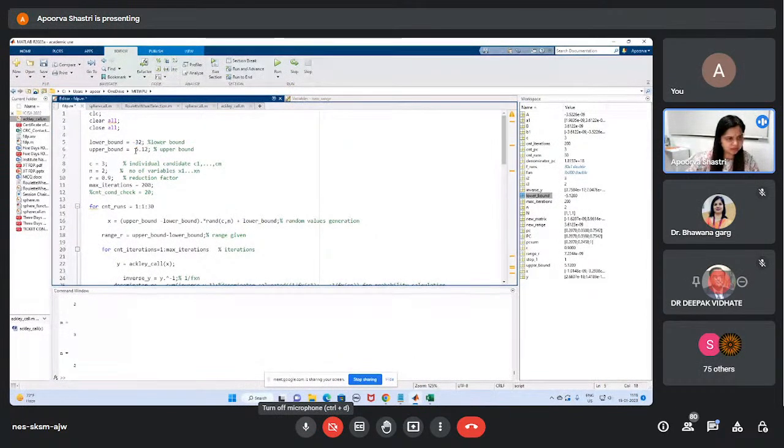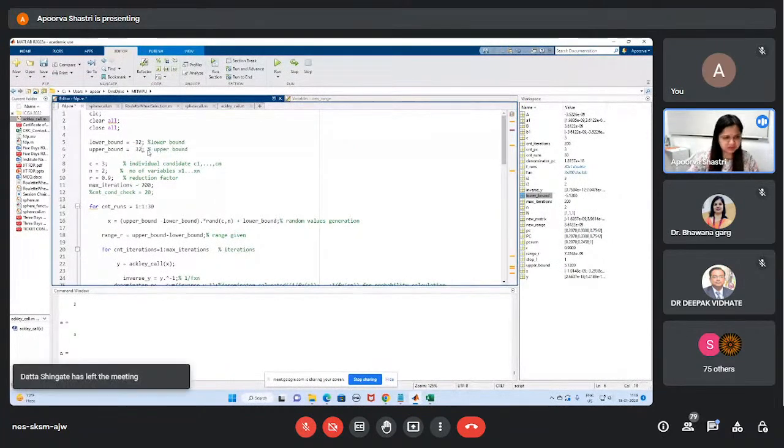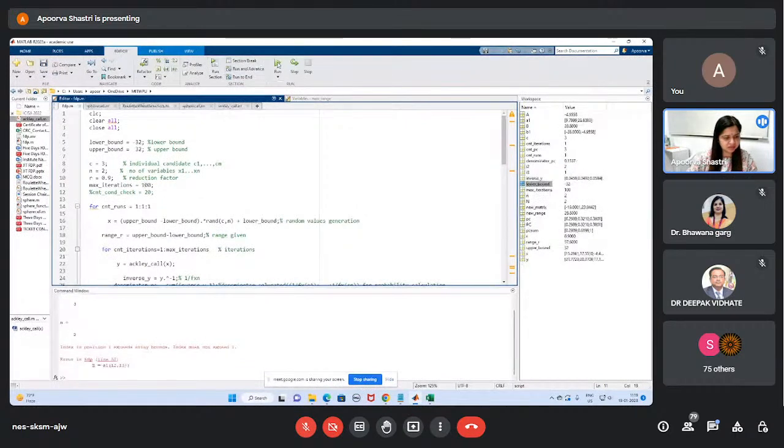So we have taken minus 32 to 32. You can take 32.76 also, that is not an issue. Reduction factor is... Let us first make the number of runs as 1, and let us try for 100 iterations first. Let us check whether there is any error or not.